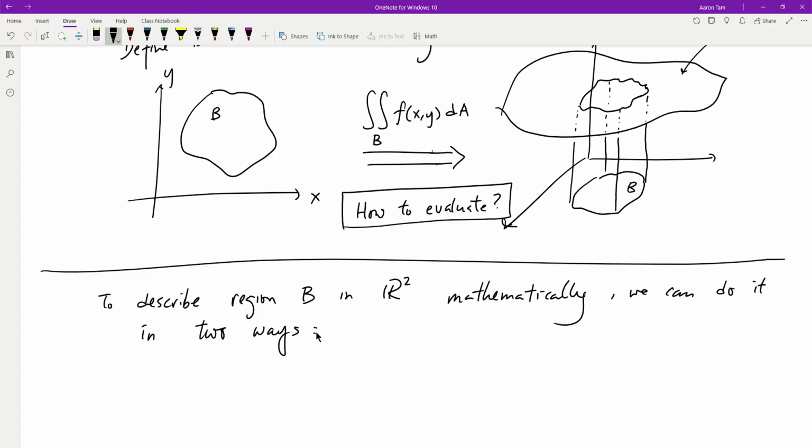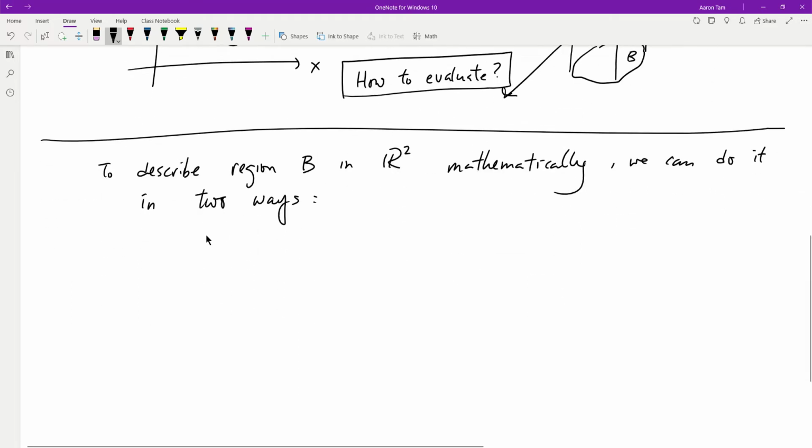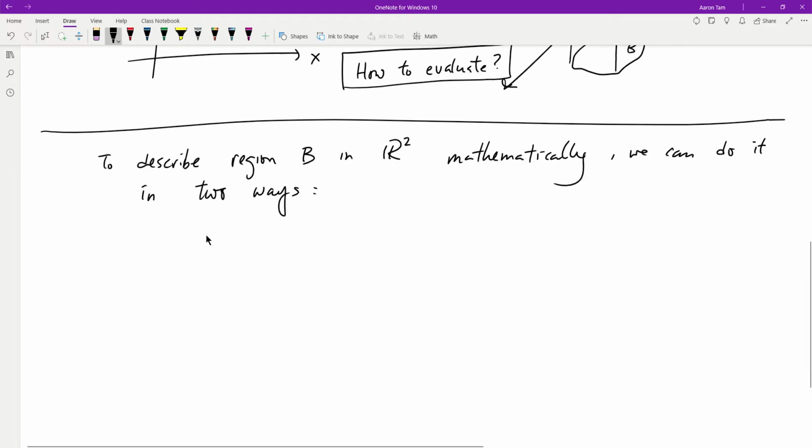So these two ways would describe every region in R2. To be fair, in some cases you might have to split up the region into smaller ones in order to describe it using these two ways. But for the most part, every region that we're going to be dealing with can be described in either one of these two ways. So what are these two ways?